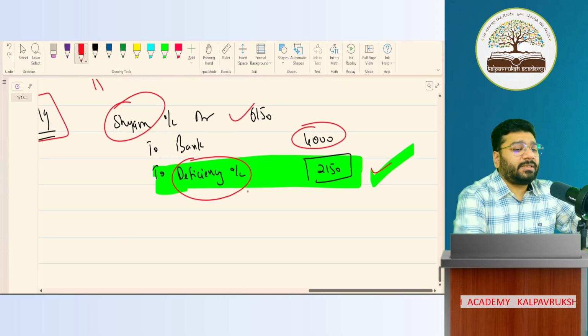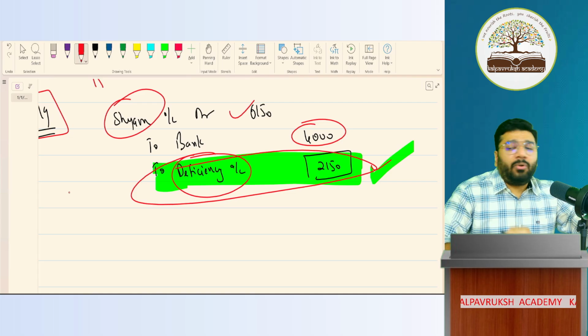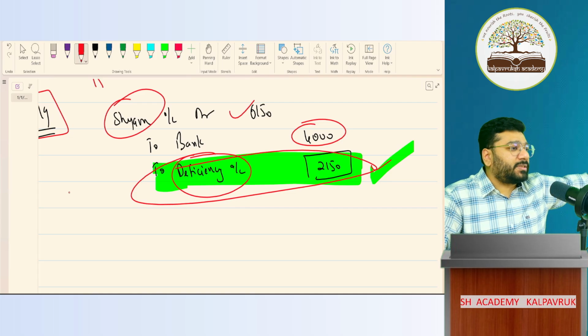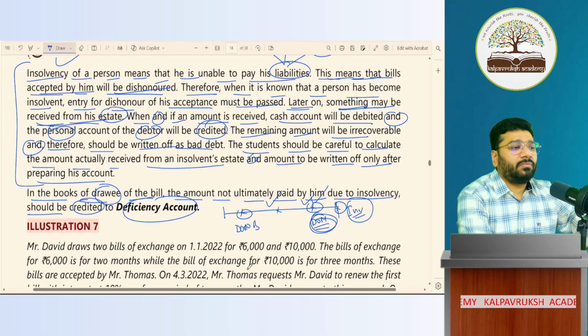You will not understand this now. You have to wait till intermediate. Now, once the amount is transferred to deficiency account, what do we do with that? We have to wait and watch. This is too early for you to discuss. We'll keep it pending. It's okay. Okay.